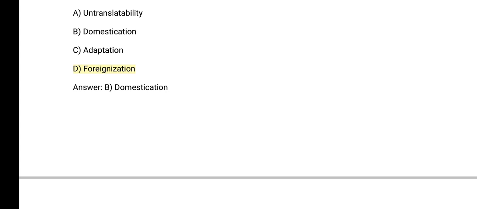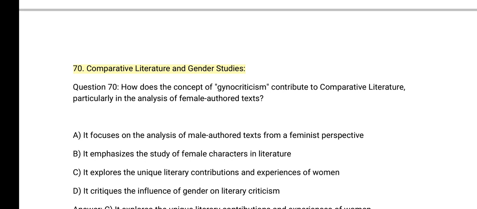70. Comparative literature and gender studies. Question 70. How does the concept of gynocriticism contribute to comparative literature, particularly in the analysis of female-authored texts? A. It focuses on the analysis of male-authored texts from a feminist perspective. B.